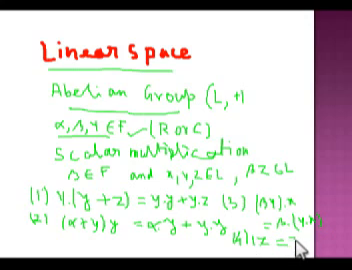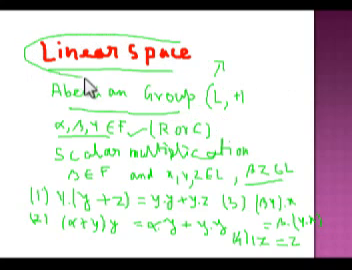If these four axioms are satisfied by any additive abelian group with respect to scalar multiplication, and all these scalar multiples belong to this group, then we can say that L with respect to addition and scalar multiplication forms a linear space. I hope you have a very clear concept about linear space.